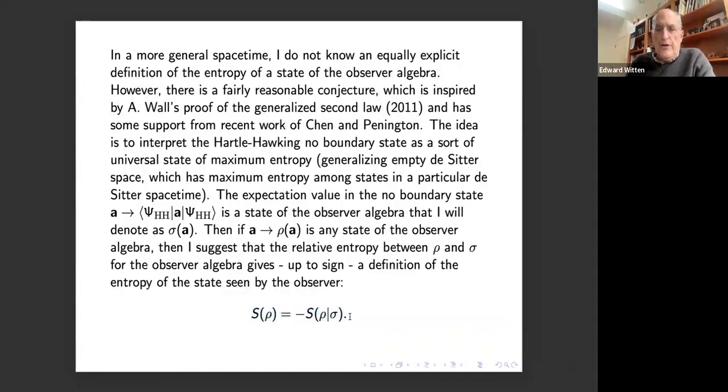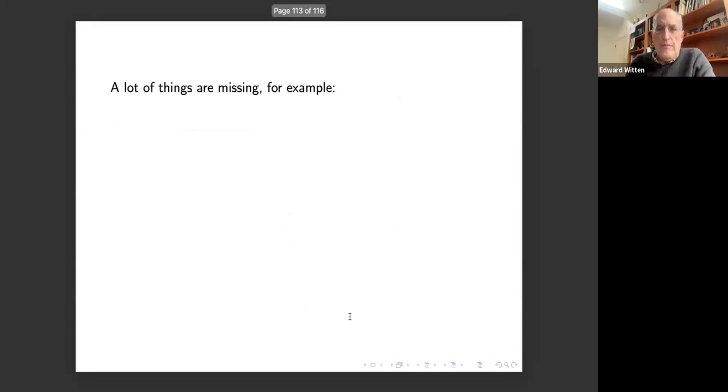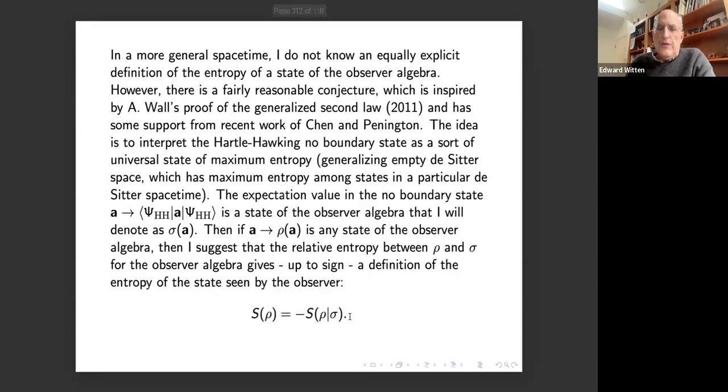where sigma is the no-boundary state. And in this formula, the most interesting version of this formula, we interpret the no-boundary state as being the state that comes from the gravitational path integral, as Hartle and Hawking actually said, with no attempt to normalize it.